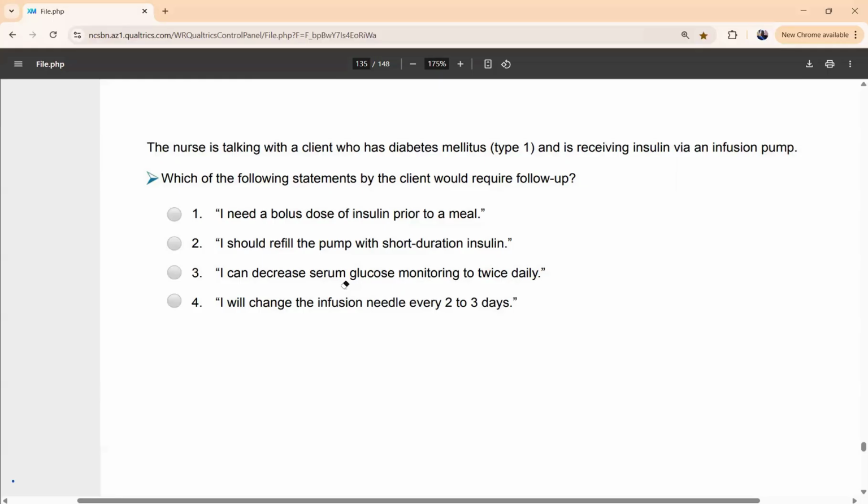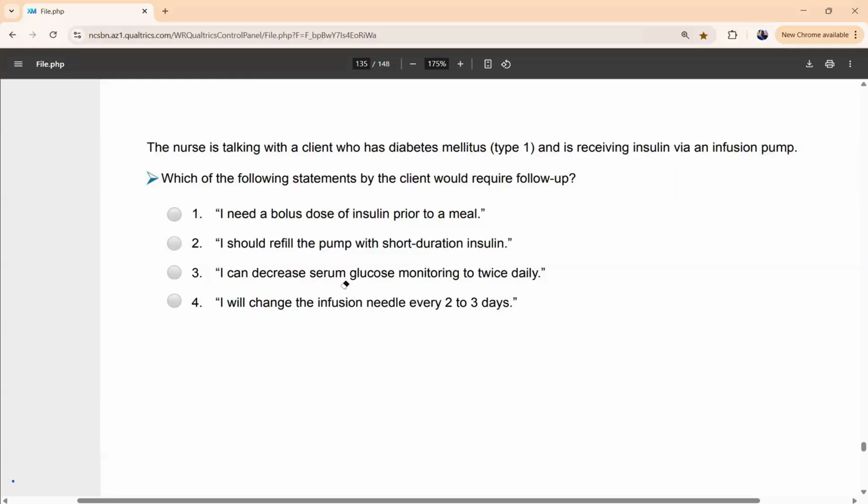All right, so I will choose. Yeah, let me give you a breakdown. Now, look at the question. The question is saying the nurse is talking with a client who has diabetes type 1 and is receiving insulin via an infusion pump. So now, this is how you think about your question.